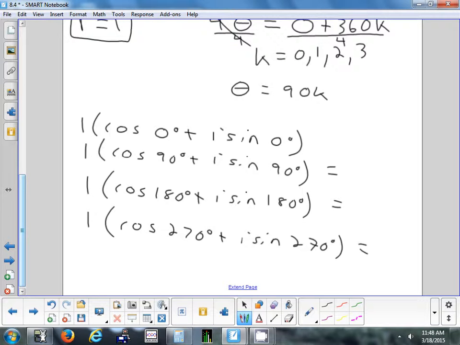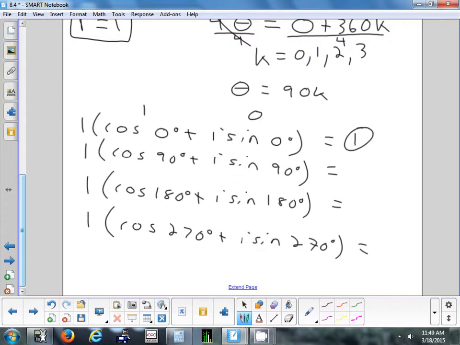Now, this problem is special because all these angles came out to quadrantal angles, so we'll simplify them. It really helps if you just have all the quadrantal angles memorized for sine and cosine. Cosine of 0 is 1. Sine of 0 is 0. So this time, we're going to have 0 times i. That's gone. And 1 times 1.